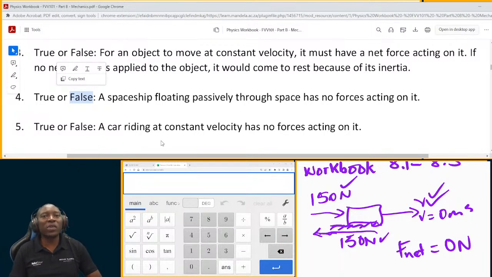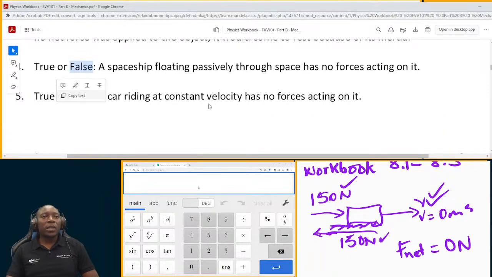There's gravity still acting on this spaceship. So you should look at the picture broadly. It's still in a gravitational field, and we said forces can be a push or a pull. They can be physical forces, or non-contact forces like gravity. So there is still force acting on it. It can only be counterbalanced by another reaction force to allow it to float passively through space. All right, so the best choice there would be false.